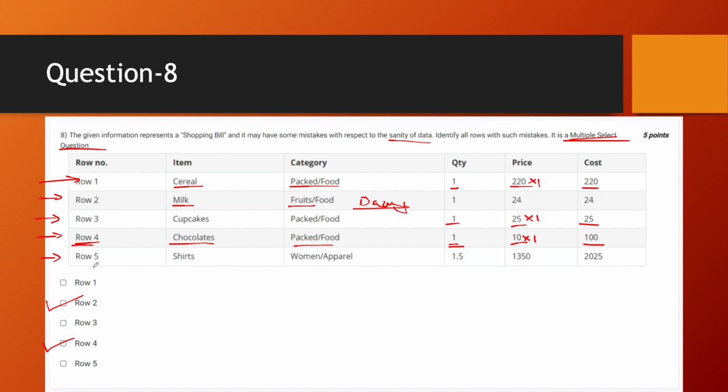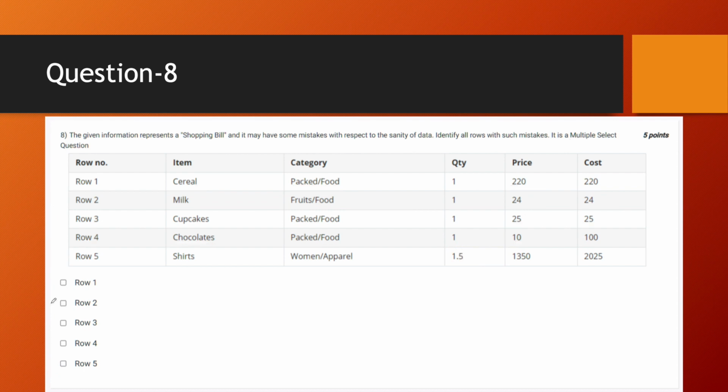Now let's move to row 5. Row 5 is shirts, which comes under women apparel. Here you see that you have somehow purchased 1.5 shirts. As you know, this is not possible, because you can't ask the shopkeeper to give you half a shirt, which means that this row again is erroneous. So now row 5 is also erroneous. So at the end you have 3 options that are right. You have option number 2, which is row 2, row 4 and row 5, that are the correct answers. So that is the end of question number 8.